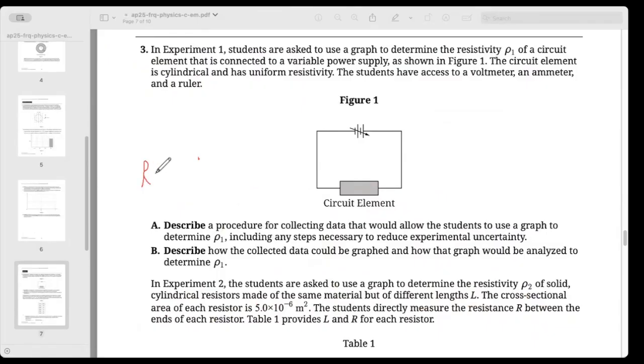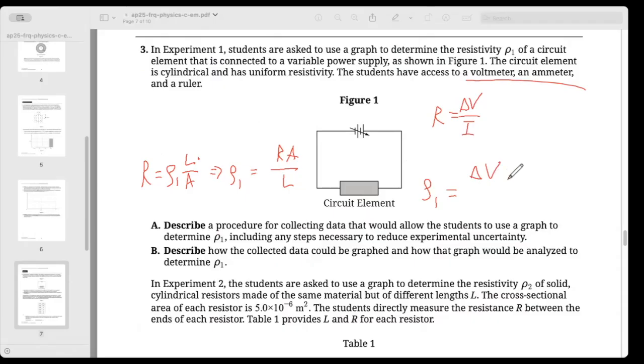To find resistivity, you have to make use of R is equal to resistivity, length over area. So resistivity is equal to R A over L. But then to find resistance, you need to use the voltmeter and ammeter. R is equal to delta V over I. So that implies that resistivity will be delta V A over I times L. Now, this is a variable power supply and it is a uniform resistivity, which means that we can measure the radius of our resistor with a ruler to find area using pi r squared, right? Pi times radius squared. Measure the length of your resistor using your ruler.